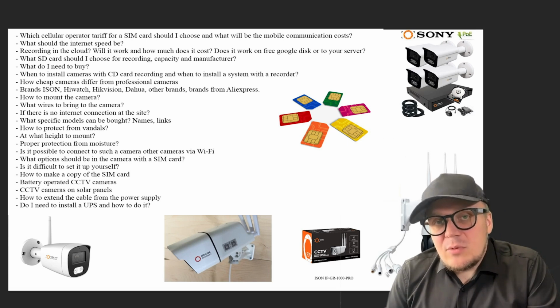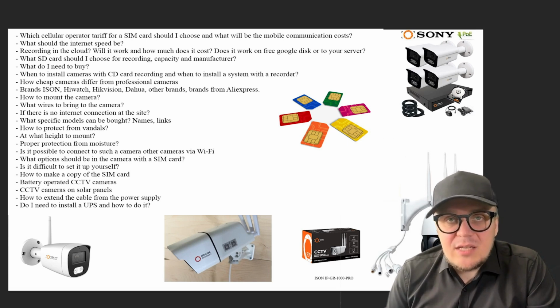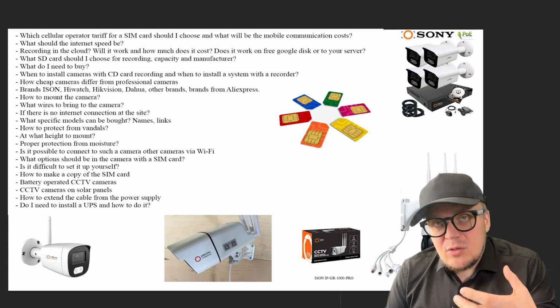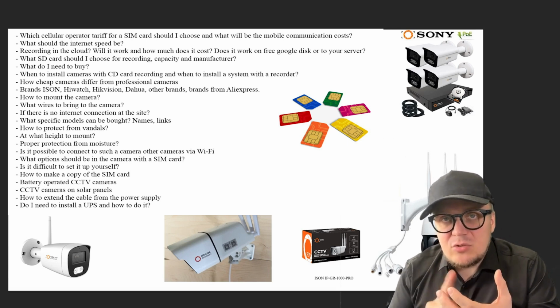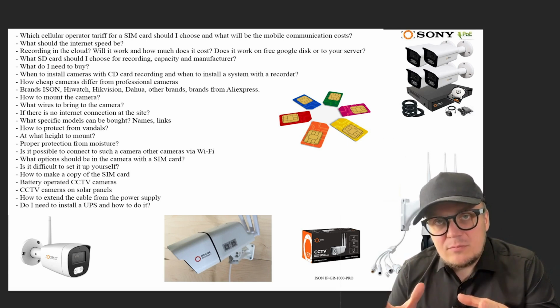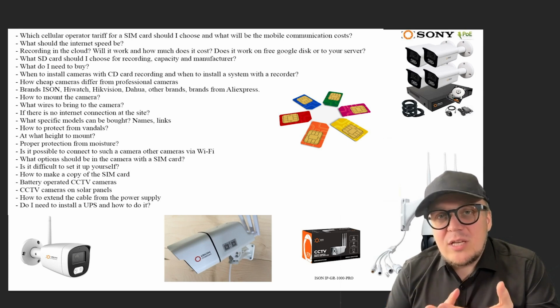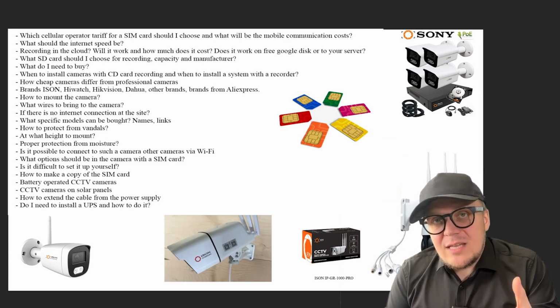With the cellular operator, the question is what the internet speed should be. For a surveillance camera to work on a SIM card, the speed should be at least 3 megabits. And here's how to measure it. Take your mobile phone with the SIM card you plan to use for your surveillance camera. With that operator, go to the location where you plan to install your surveillance camera.